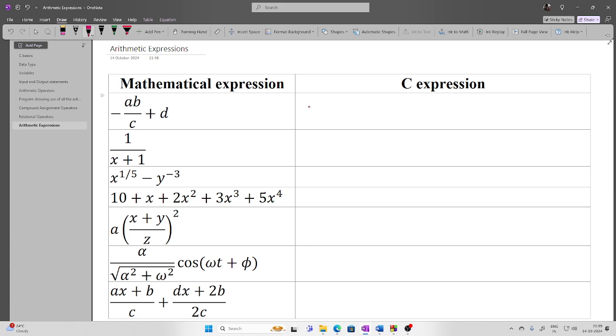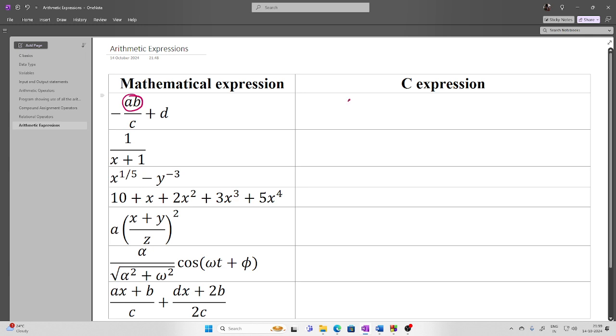So what I can do is combine a times b, then divide it by c, then apply this negative sign. Then this whole has to be added with d. So you can do it like this. It's very simple. For example, let's take this one: 1 is divided by the collective x plus 1. So in this way you can do it.